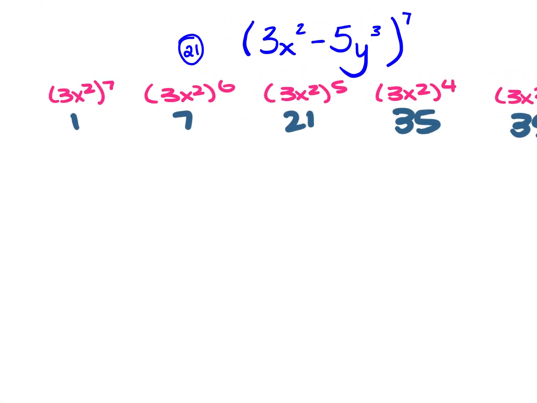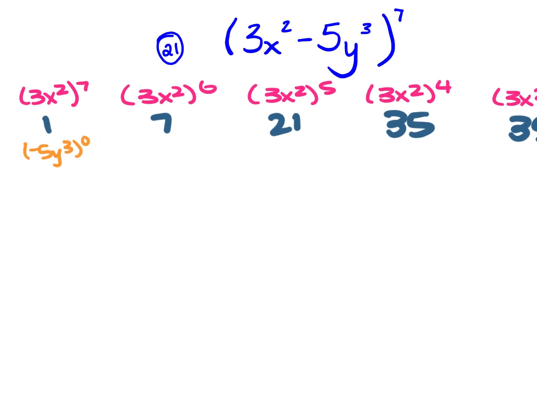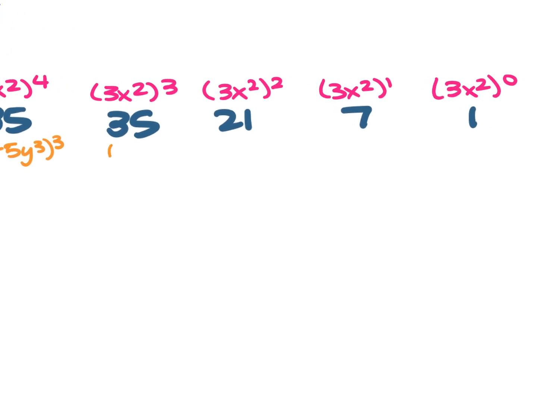Lastly, we take that negative 5y cubed, raise it to the power of 0, raise it to the 1st power, to the 2nd power, to the 3rd, to the 4th, the 5th, the 6th, and the 7th.